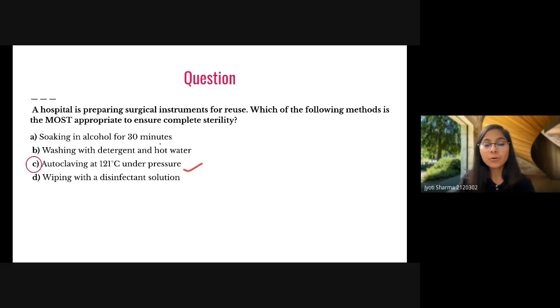And so what do we mean by this autoclave? What happens in the autoclave? I will tell you shortly. And this must be at 120 degrees Celsius under temperature and under pressure. So let me show you how.